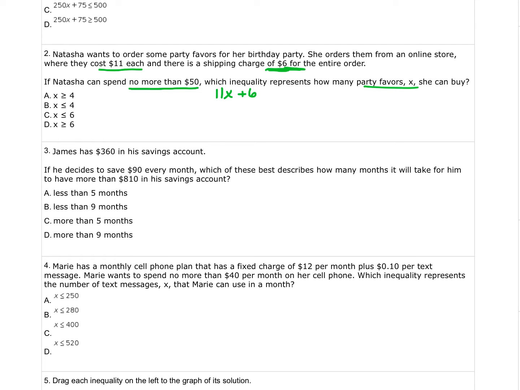And she can spend no more than $50. So that means not more than. That means she could spend less than $50, or she could spend exactly $50. So now we've got an inequality. We're going to solve it, subtract 6 from both sides, and get 11x is less than or equal to 44. And then we'll divide both sides by 11 to figure out what x is. And we get x is less than or equal to 4, which is answer choice B.